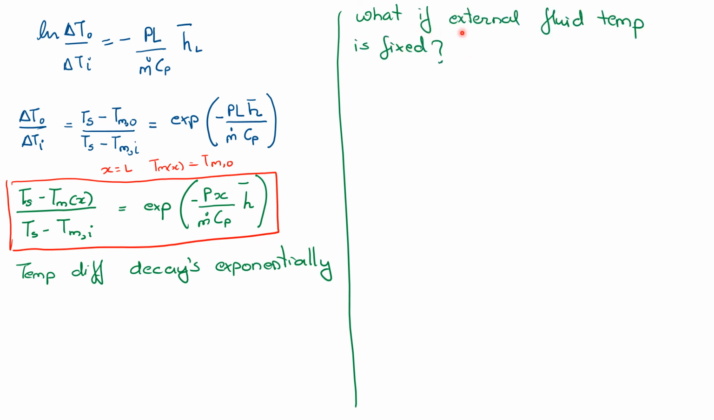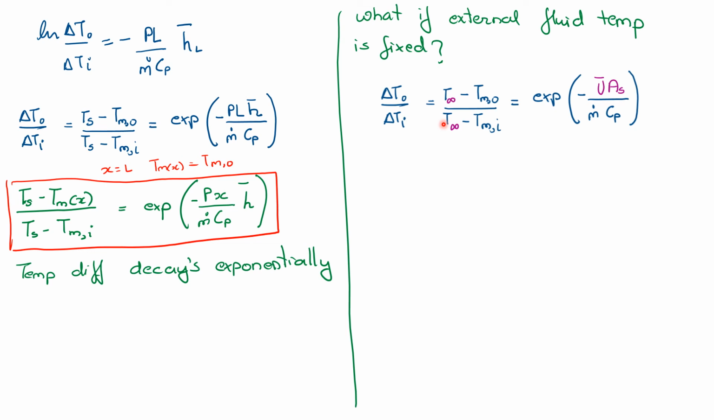But in some cases, you will be given an external fluid temperature, and instead of the pipe surface temperature being constant, it might be given that the external fluid temperature is fixed. So how will this formula change in that scenario? The only thing that will change is that instead of the Ts, the surface temperatures here, we'll have T infinity, which is the temperature of the external fluid.